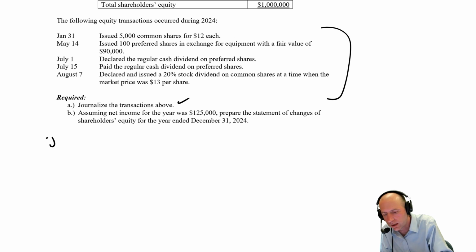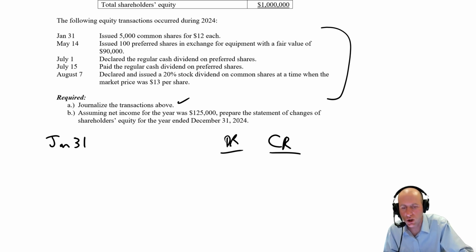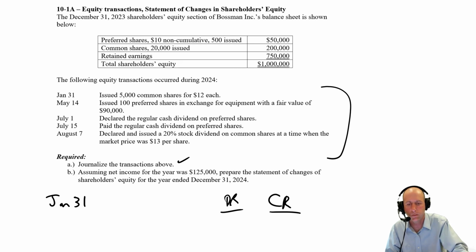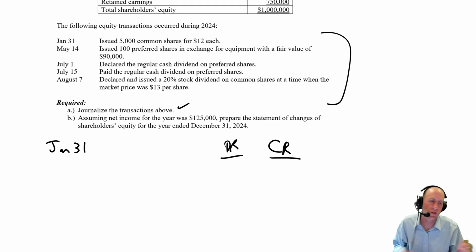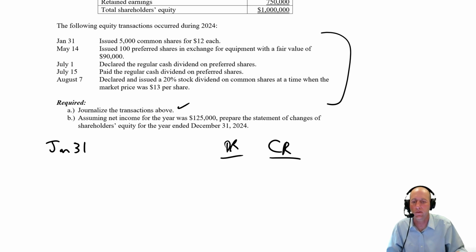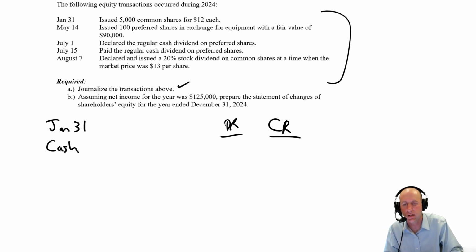Let's start with our January 31st entry. It says issued 5,000 common shares for $12 each. Now you'll notice that's more than we had issued these previously for. 20,000 issued, $200,000. We're at $10 each. This is $12 each. The fact that they were less or more in the past doesn't really matter for our journal entry here. When we issue common shares, we expect to receive cash. Unless it tells us otherwise, you can assume we got cash on the deal.